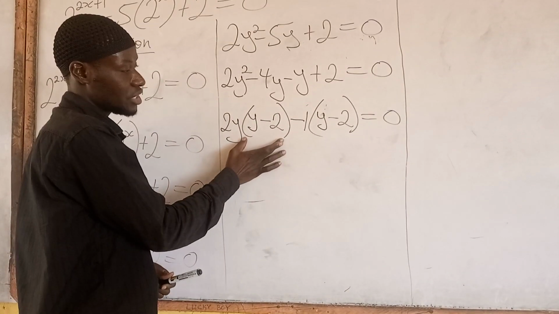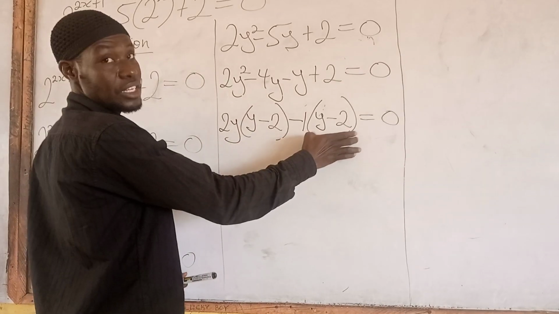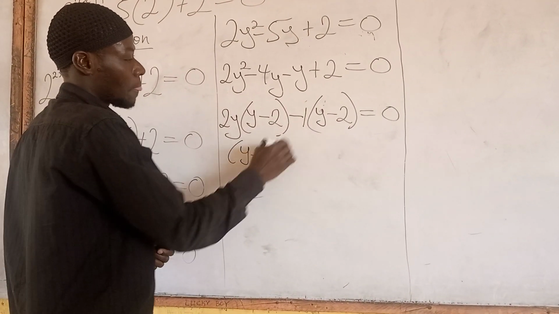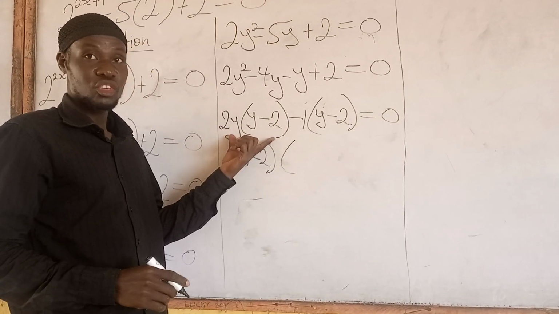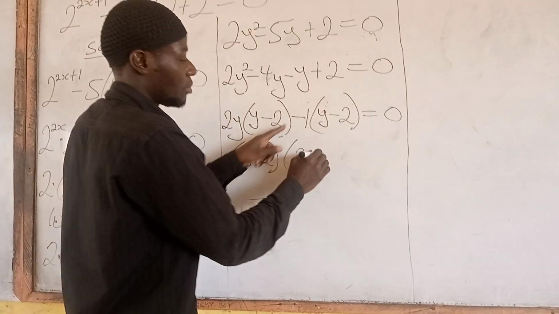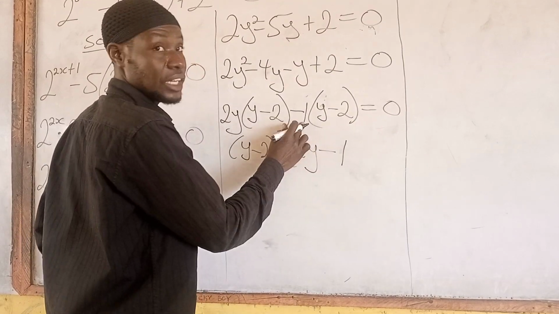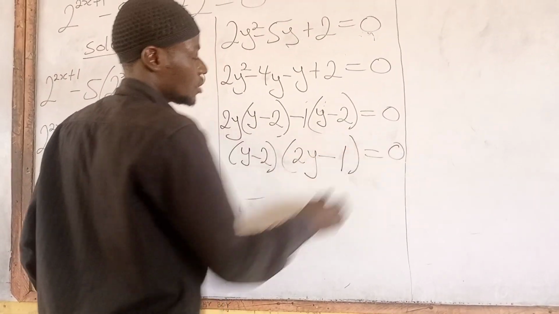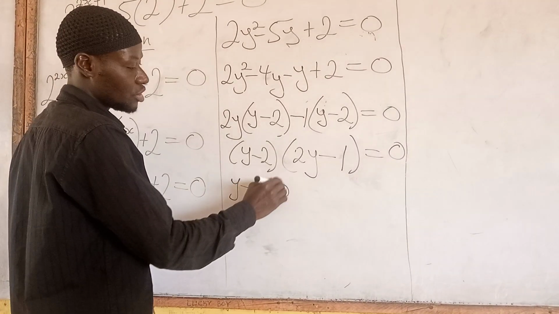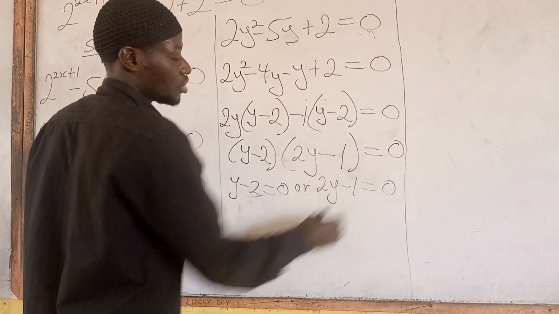So having done that, you see that y minus 2 becomes a common factor between this term and that term. So factorize that out. So we have y minus 2. If you factorize y minus 2 out of this, you are left with 2y, minus, if you factorize y minus 2 out of this, you are left with the 1 here, is equal to 0. So what it means is that either your y minus 2 is equal to 0 or your 2y minus 1 is equal to 0.